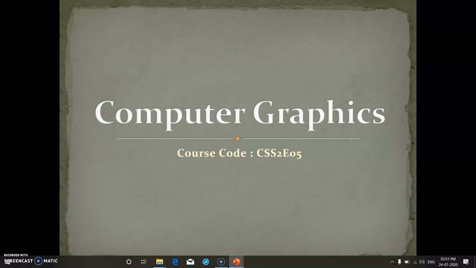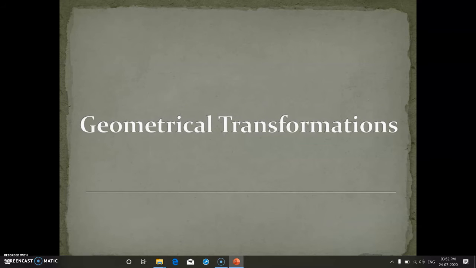So in the last episode, we were discussing area filling algorithms. Today in this episode, I'm going to discuss transformations, that is geometrical transformations. So let's see what is geometrical transformation. The word itself tells us that we are changing or transforming something. So let's see what we are transforming in geometrical shapes.